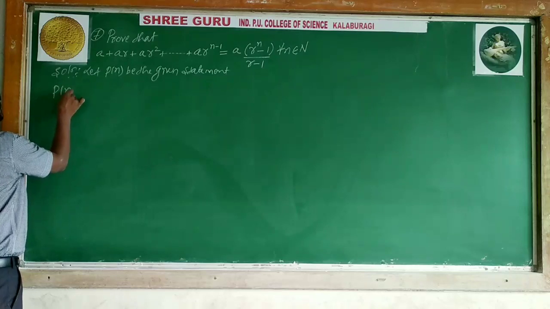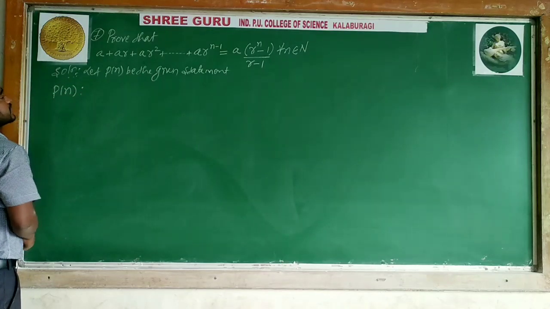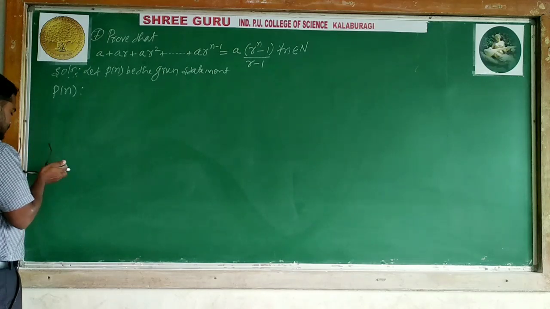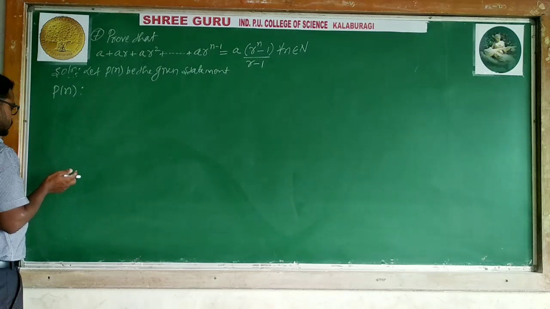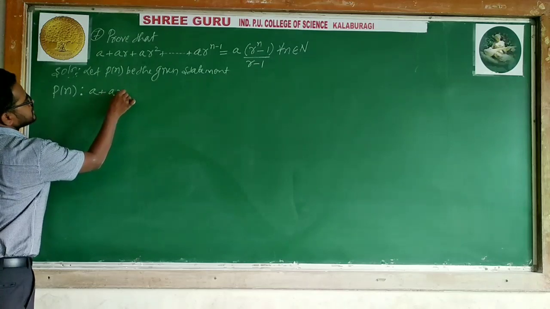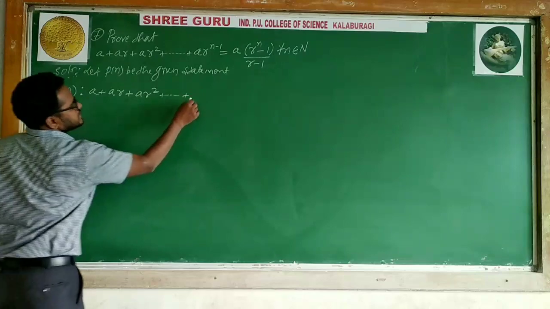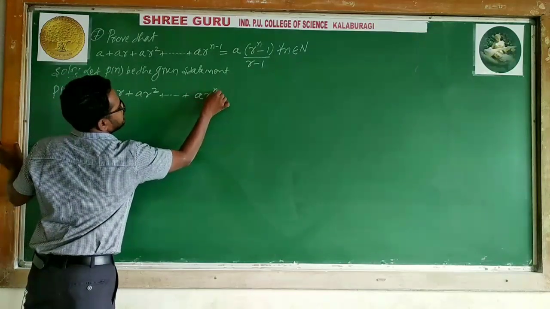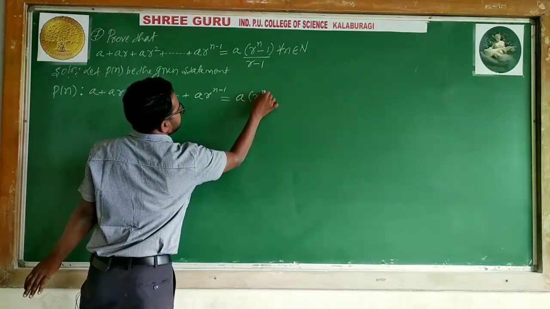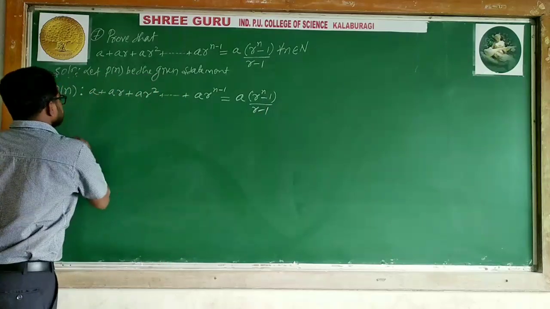Let P of n be the given statement. What is P of n? What is the given statement? You can write a plus ar plus ar square plus so on, plus a r to the power n minus 1, is equal to a into r to the power n minus 1 whole divided by r minus 1. Step 1.